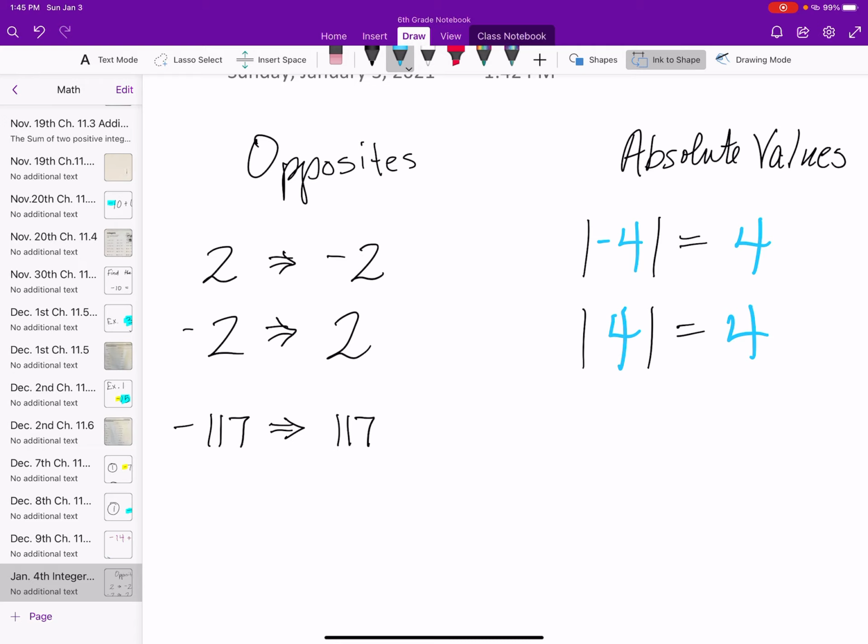Same thing with any other number that you could think of. If I had -19 inside, the absolute value of -19 would be 19. And if I had just a regular positive 19 inside my absolute value bars, the absolute value of positive 19 would still be positive 19.